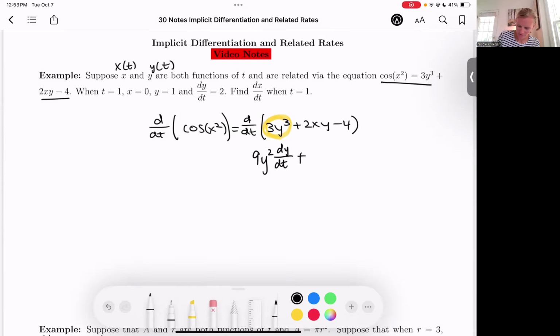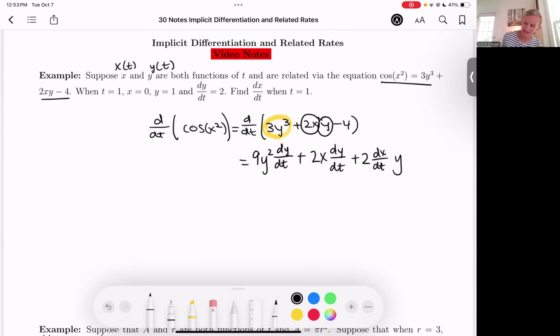Okay. Now we're going to take the derivative of this piece using the product rule. So I can leave the 2x alone. The derivative of y is dy/dt. Now I have to take the derivative of the 2x. x now is a function of time, so when I take the derivative of x, it's going to be dx/dt. This is a little different than what we did last time because now x is a function of time as well. So the derivative of 2x is going to be 2 dx/dt. y stays alone. The derivative of 4 is just 0.